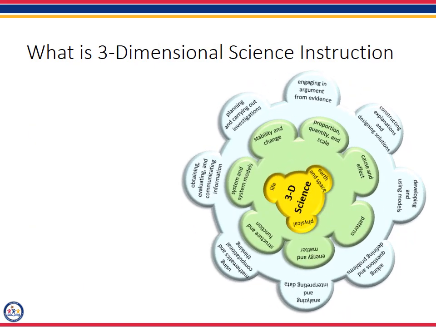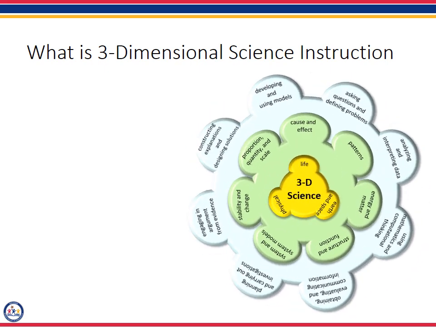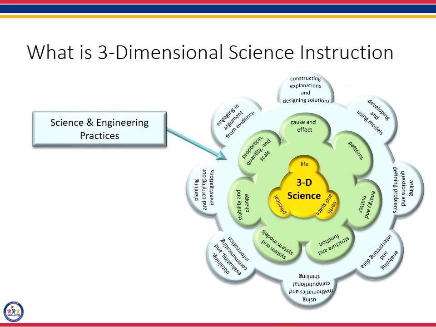Let's talk about those 3 dimensions. The first dimension is the science and engineering practices that describes behaviors scientists engage in as they investigate and build models and theories about the natural world, and the key set of engineering practices that engineers use as they design and build models and systems.